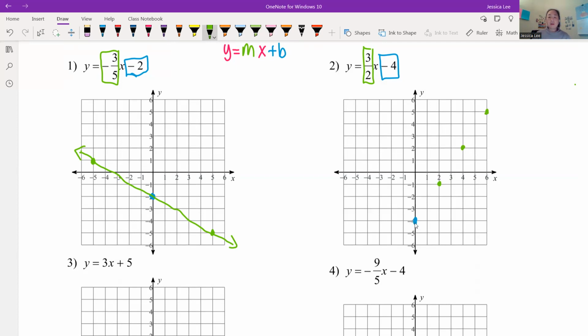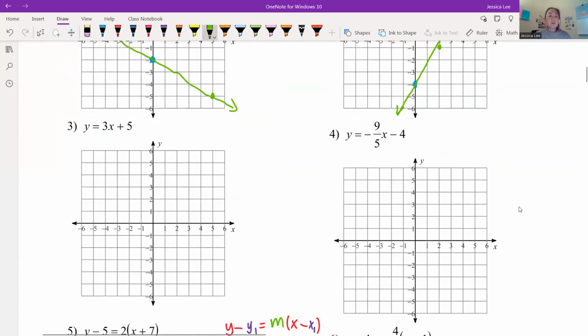I would go on the other side, but there's no room. We don't have negative. We can't go down 3. So we're just going to leave it like that and just draw our line again. Just like that. Make sure you put arrows at the end so you can show that, yes, this line goes on forever now. All right, on to number 3.